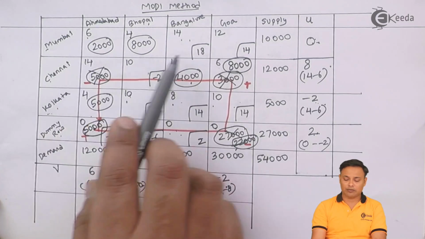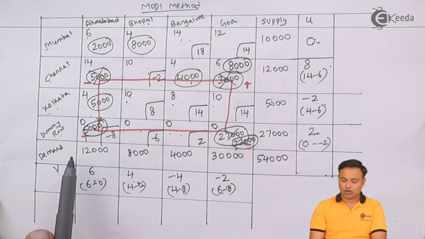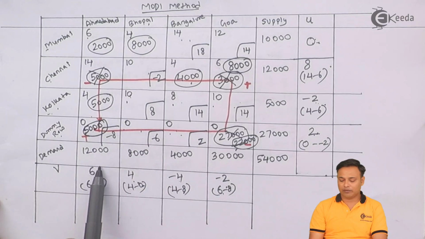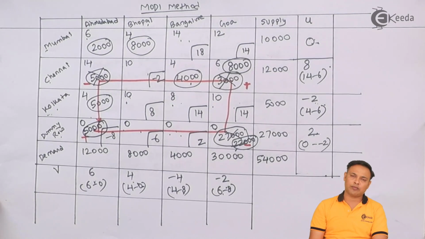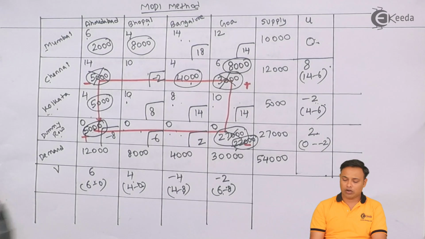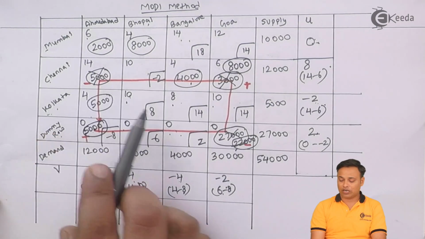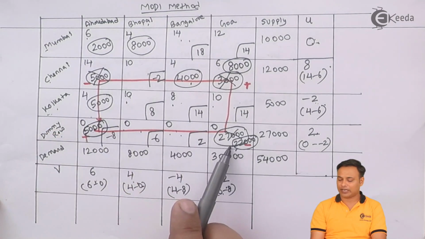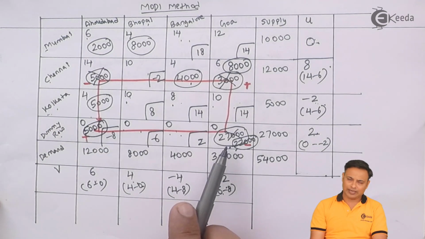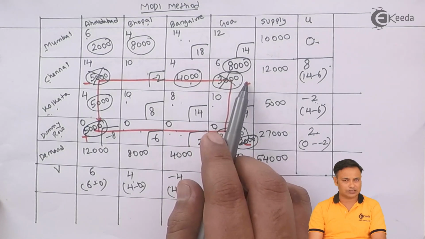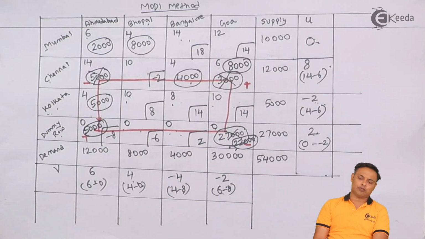This way your problem remains balanced. Or else, if I subtract 5,000 from here, then it will become, instead of 12,000, it will become only 7,000, which will make the problem unbalanced. So to balance the problem, we have to always add whatever we have subtracted. So we have subtracted 5 and 5, 10,000 from here, and we added the same 5,000 to this corresponding two corners of the two positive cells. That way we balance the problem.